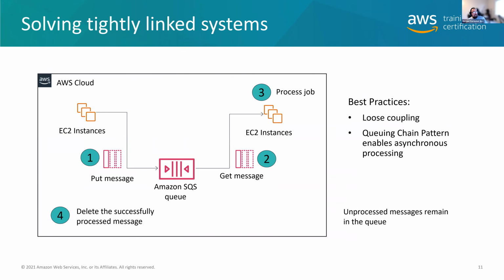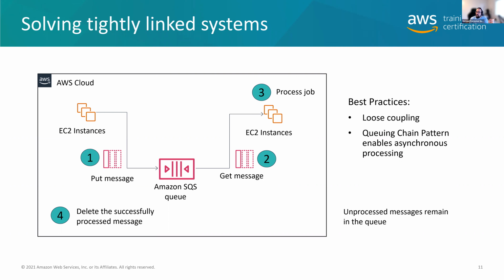Now to use these, let's say we've got EC2 instances in step one that are putting a message in the queue. And then we've got consumers on the back end that are going to talk to the queue and process the message. Once they've processed the message, they're going to delete the message off of the queue. Now, you might say, okay, this is good. So loosely coupled. It's a queuing chain pattern. That sounds nice. Asynchronous messaging sounds good.